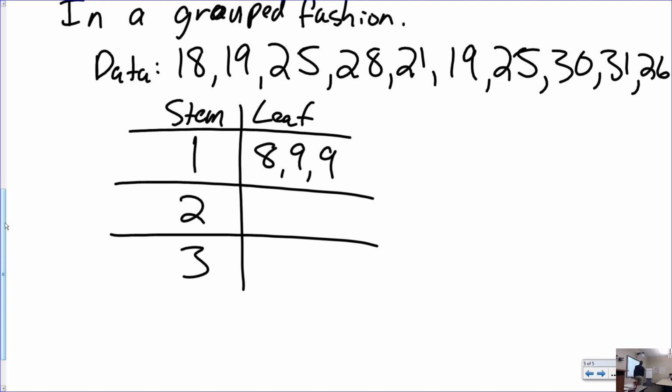So 20s, what would you do here? You would be like 1, 5, 5, 6, 8. And then 0, 1, okay?